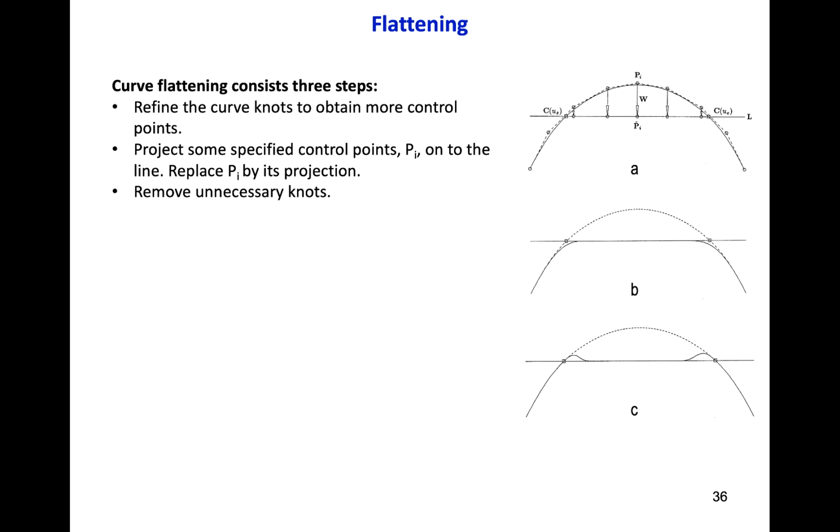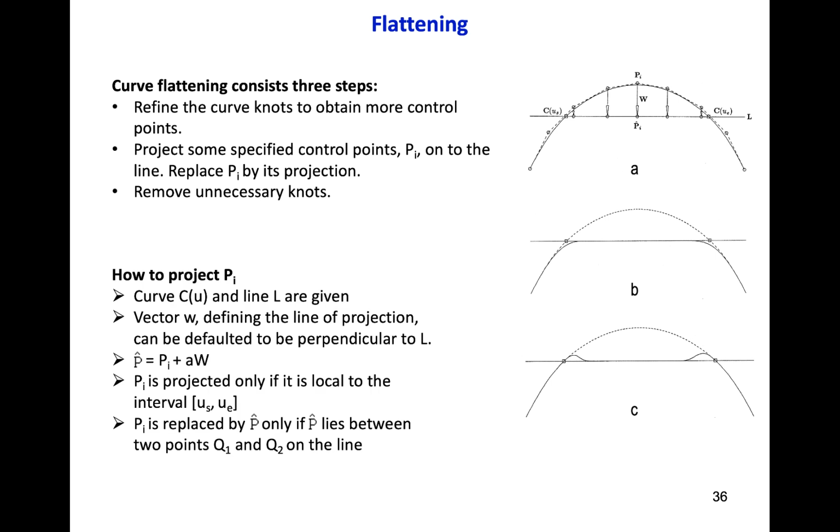Curve flattening consists of three steps. First is to refine the curve knots to obtain more control points, then project some specified control points Pi onto the line, and then replace Pi by its projection. At last, we have to remove unnecessary knots. Here, the first and last points are pretty straightforward, but the second point needs some more explanation. So here we discuss this.